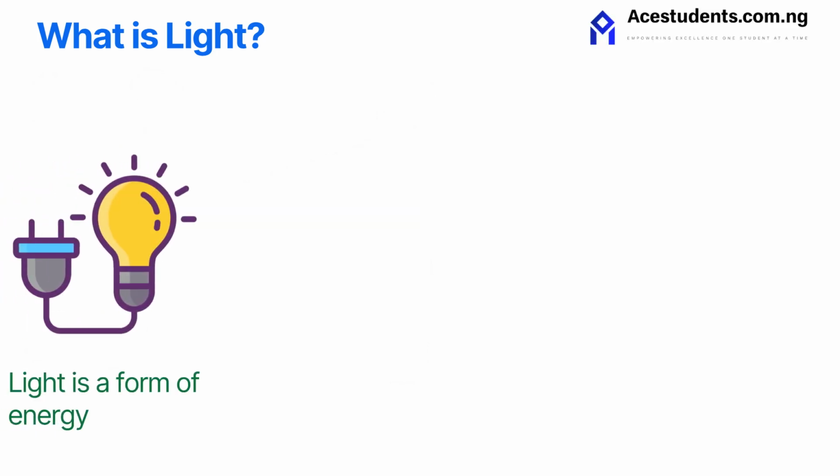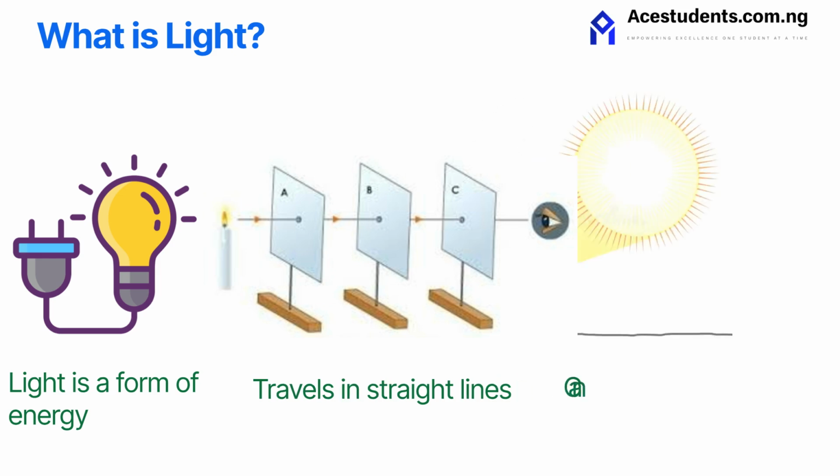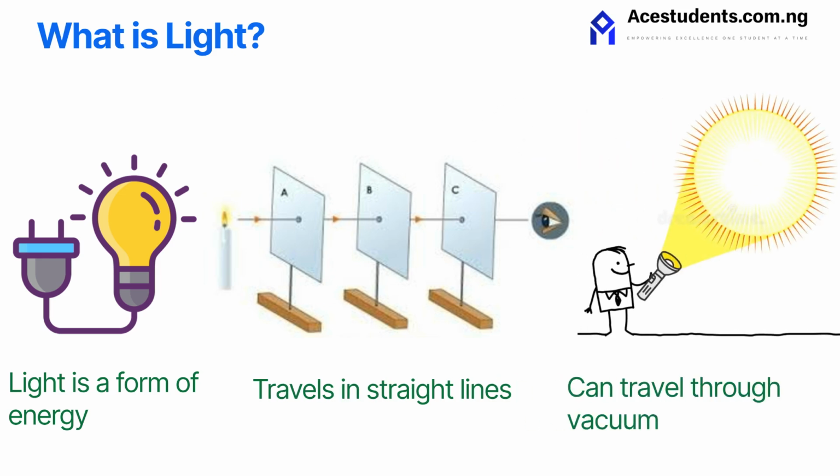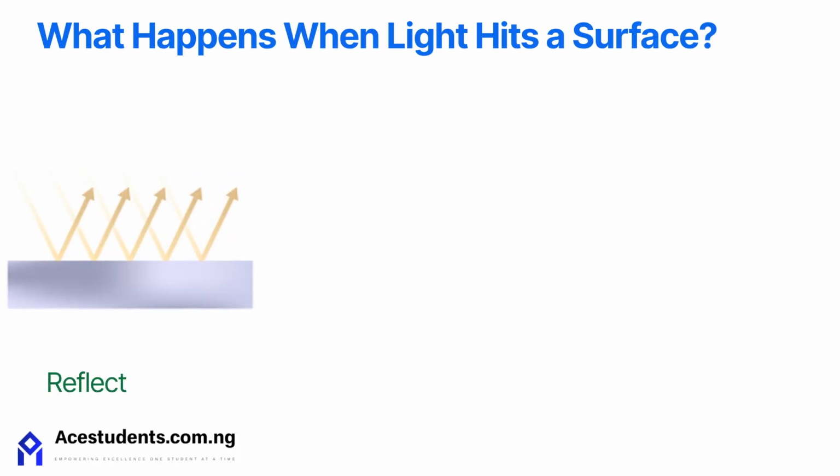Light is a form of energy. It is what enables us to see the world around us. One of the fundamental properties of light is that it travels in straight lines. Furthermore, light is part of the electromagnetic spectrum and can travel through a vacuum, like the space between the sun and the earth.